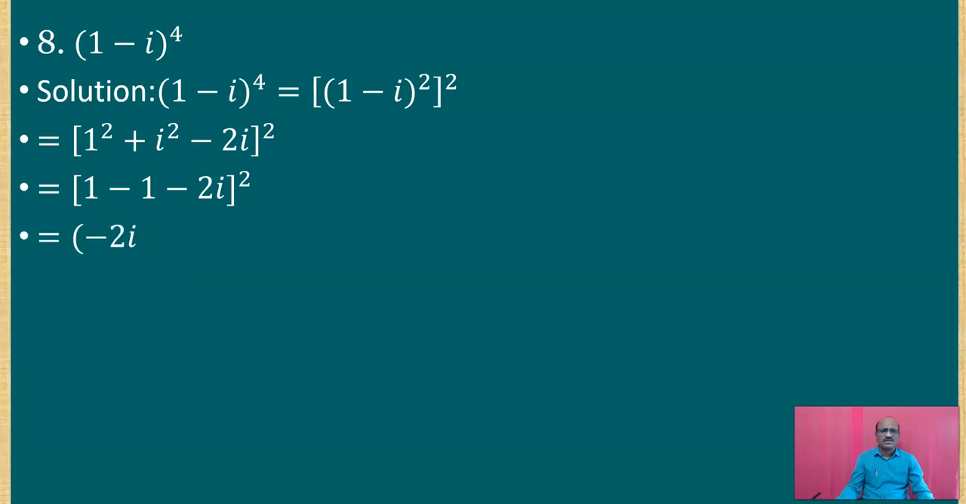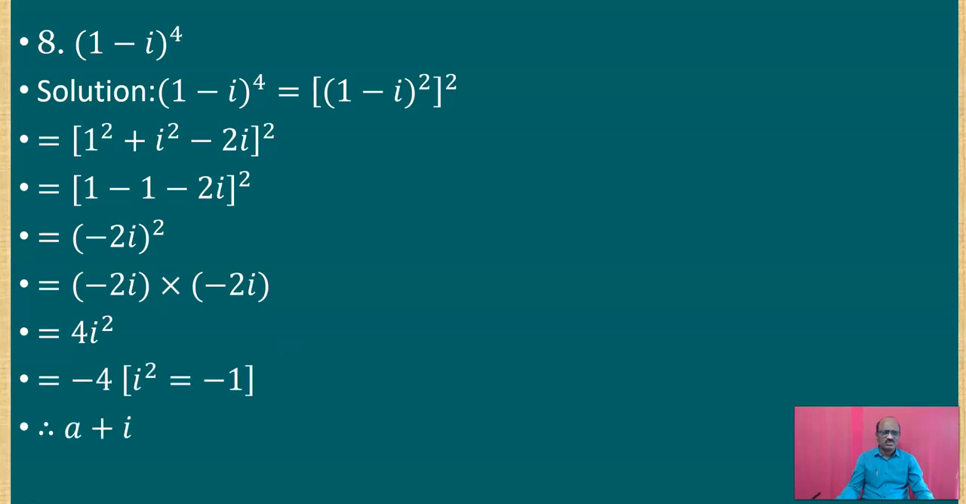You will get (−2i)², and that is (−2i) into (−2i), which will become 4i². I² is −1, so −4. Therefore a + ib is equal to −4 + 0i.